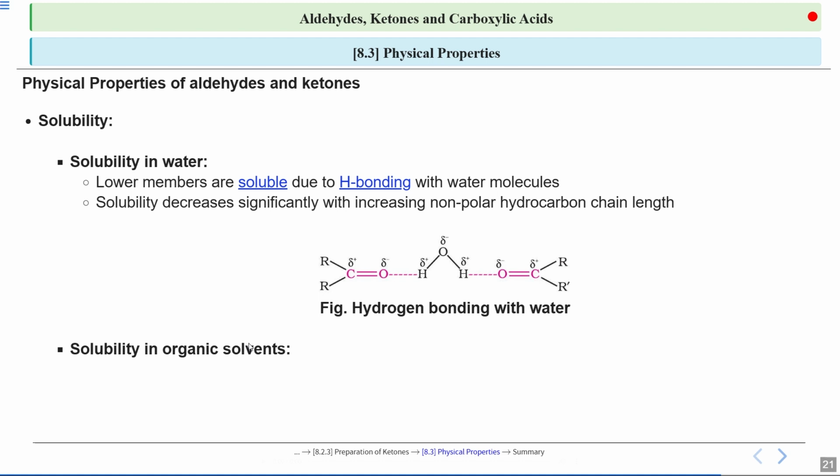Now, solubility in organic solvents: they are soluble in most organic solvents because of their polar carbonyl group, C double bond O. This allows them to form strong dipole-dipole interactions with polar or non-polar functional groups which are present.